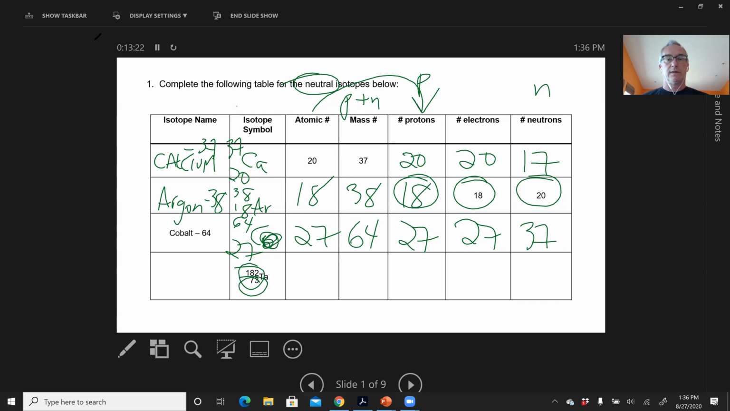I have a question. How do we figure out how many neutrons there are again? What's the equation for that? I'm sorry, the car went by. I didn't quite hear you. How do we figure out the number of neutrons again?